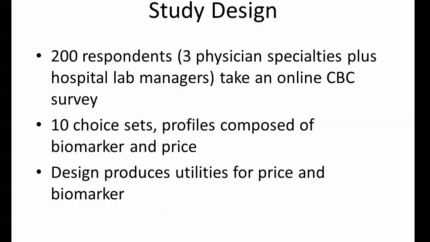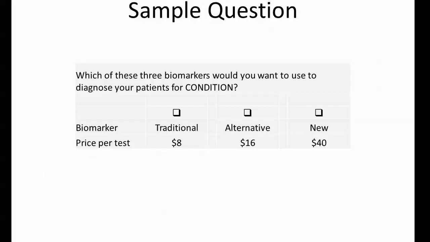Each respondent received 10 choice tasks, and the profiles in the tasks were just combinations of biomarker and price. So there were the 2 existing biomarkers at their prices, and then some variance around those prices, as well as the new biomarker at several price points. And what this experimental design will do for us is it'll give us a utility for each level of price and each biomarker. And in fact, it was an alternative specific design. So the different biomarkers were allowed to have their own unique price sensitivity curves.